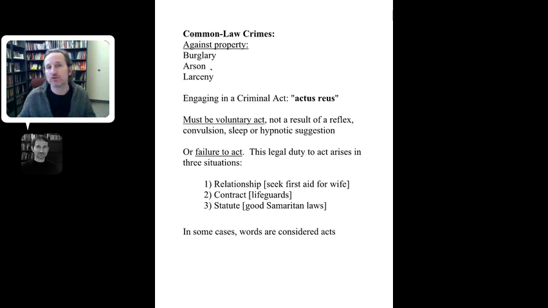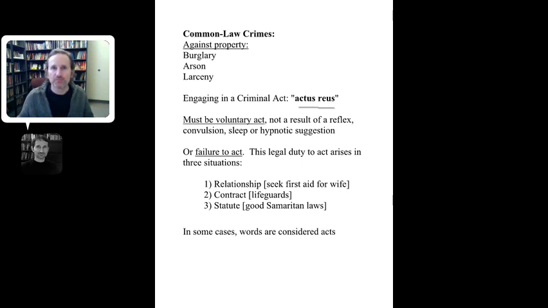Arson, the burning of a dwelling or some other property. And larceny is sometimes simply defined as theft. Again, the common law definitions are in your text. Please refer to those specifically, though, okay? Generally speaking, there are two things that you need to have a crime or to engage in what is considered a criminal act. The two things are actus reus, which we'll define on this slide, and mens rea. Mens rea is on a future slide, okay? We'll walk through actus reus first.